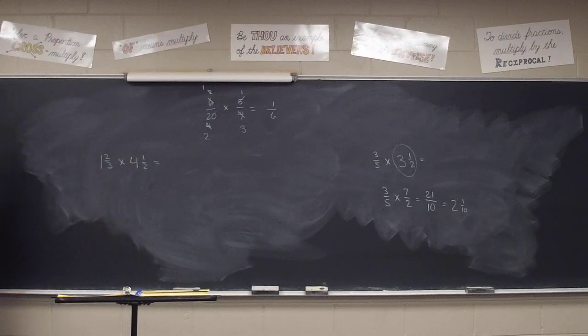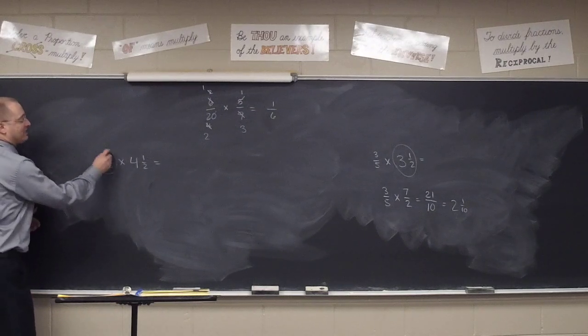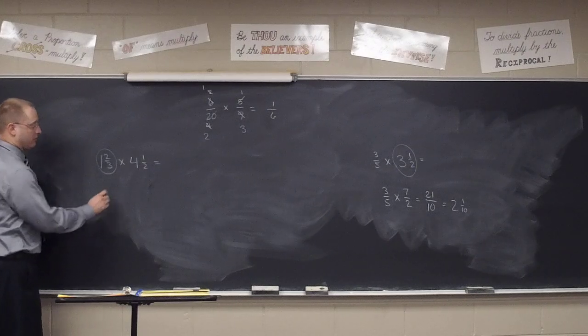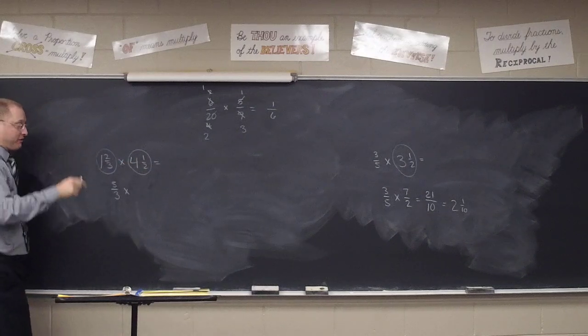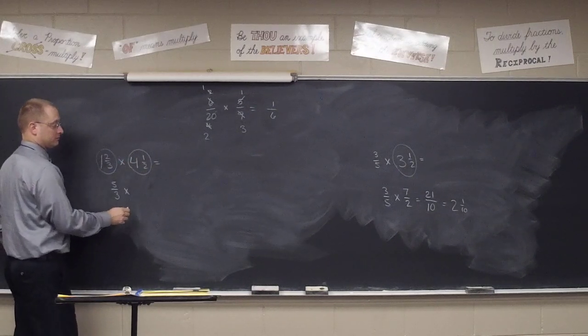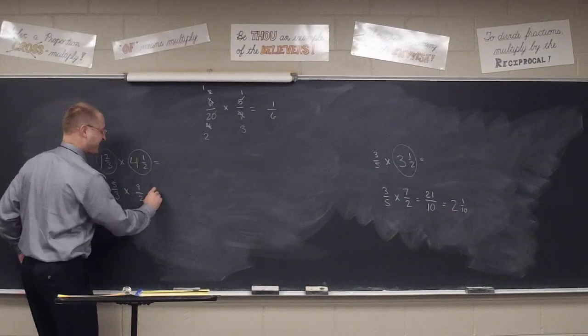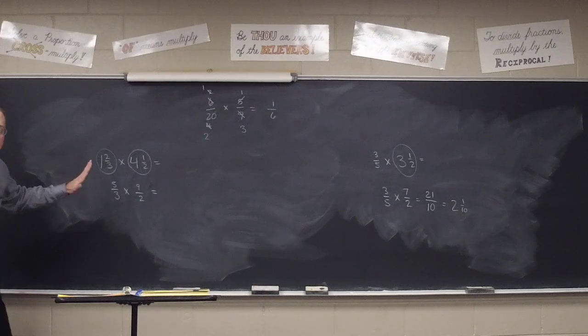What did I say about mixed numbers, class? Can't multiply them. You've got to make them improper. Jalen, what is this as an improper fraction? 5/3. Good. And what is this as an improper fraction, Griffin? 9 twos. 9 halves. Yes, 9/2. And then I could multiply across the top.